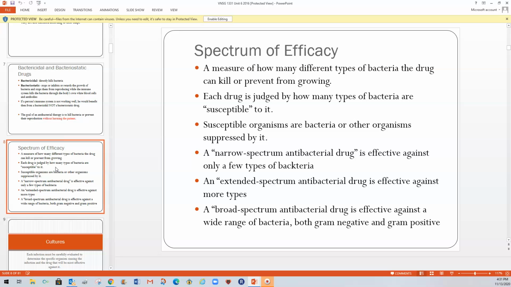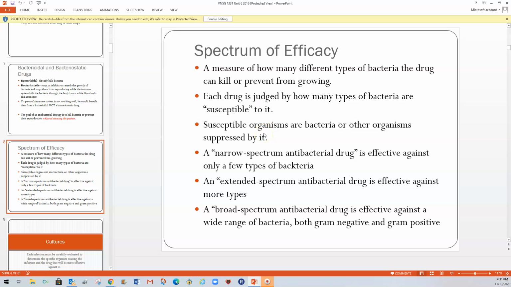The spectrum of efficacy is a measure of how many different types of bacteria the drug can kill or prevent from growing. So, the spectrum of their effectiveness. Each drug is judged by how many bacteria it is susceptible to. Susceptible organisms are bacteria or other organisms suppressed by it, so how many it can injure.